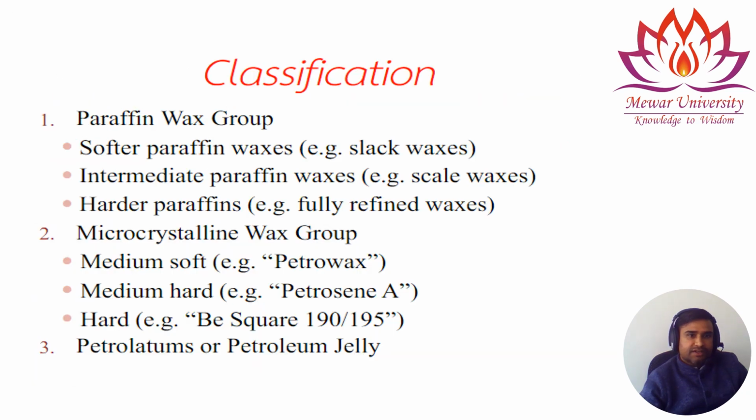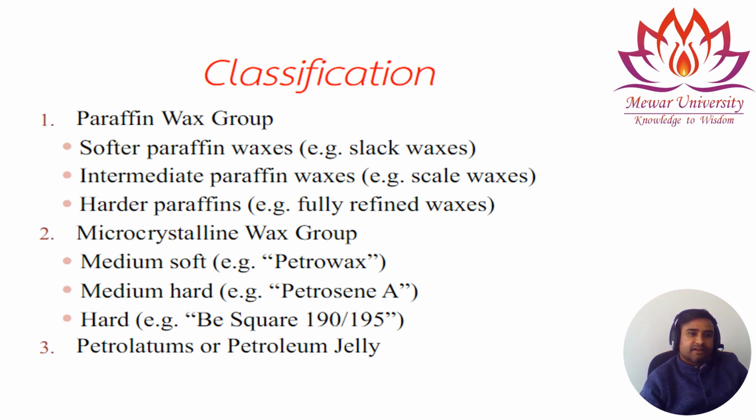Now the classification of the wax. You can see in this slide that waxes are classified into three types. The first one is the paraffin wax group, which is obtained from the paraffin. This paraffin wax is again divided into three classes: the softer paraffin wax, intermediate paraffin wax, and harder paraffin wax. The softer paraffin waxes are slack waxes, and intermediate paraffin waxes are scale waxes. Harder paraffin waxes are fully refined waxes.